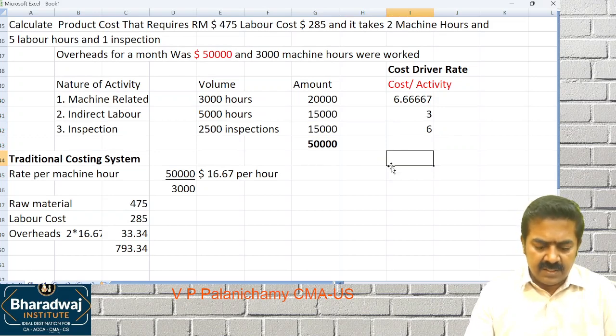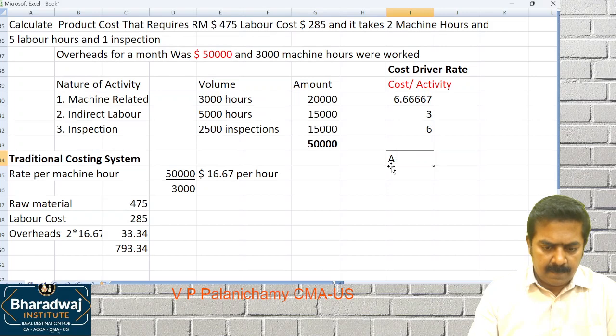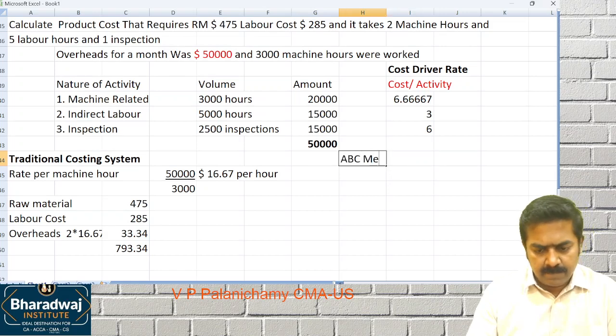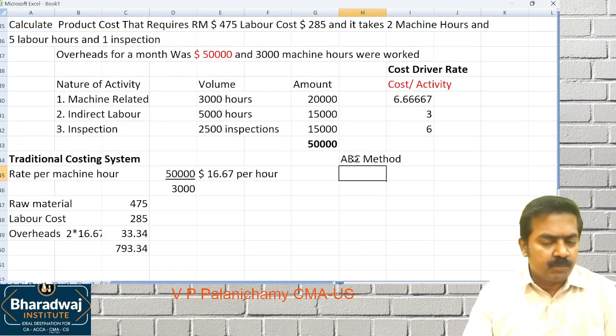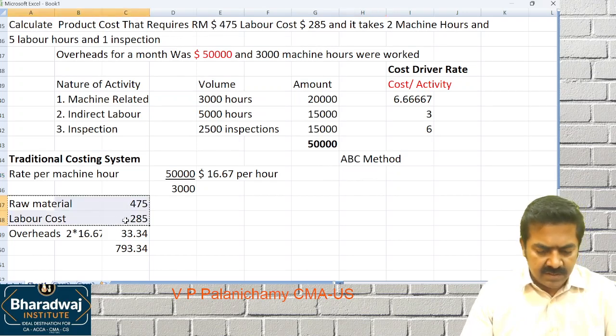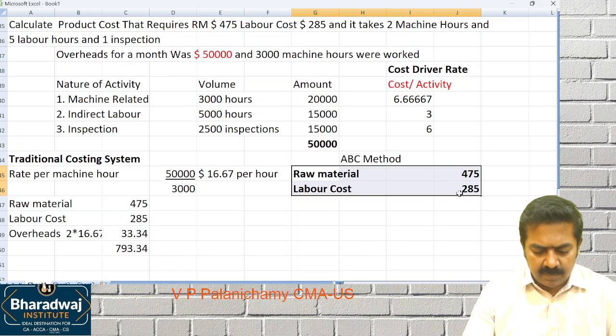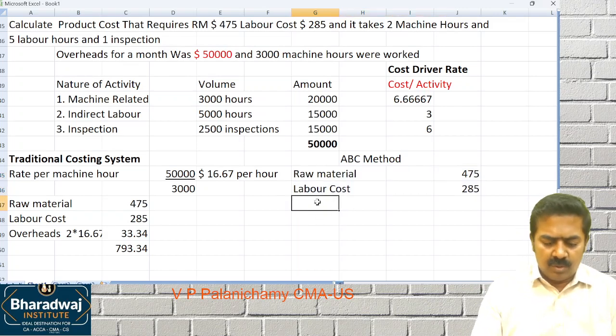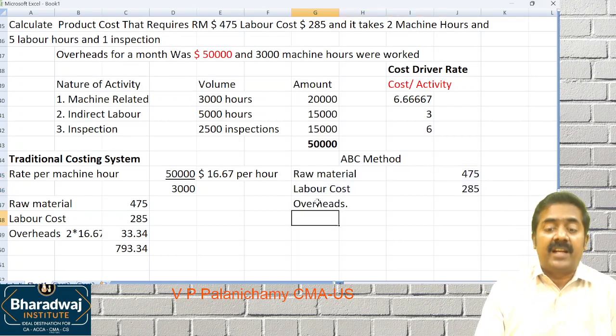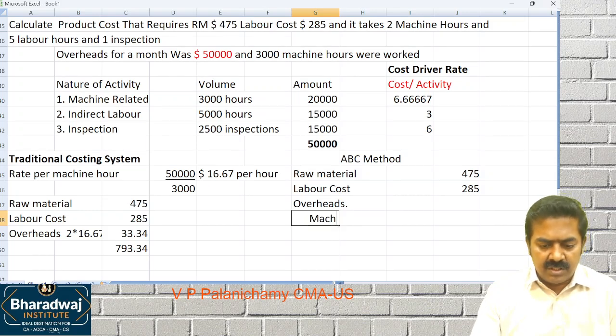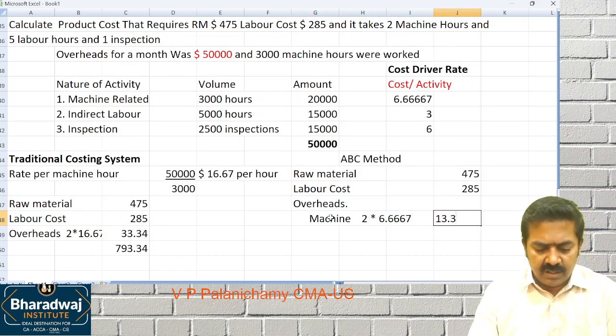Okay. Under ABC system, activity cost based method, raw material cost and the labor cost are going to be the same. There's no difference in this. Overheads alone will be assigned based on the activities performed. Machine related for this product, 2 machine hours into 6.67. It will give you 13.34.